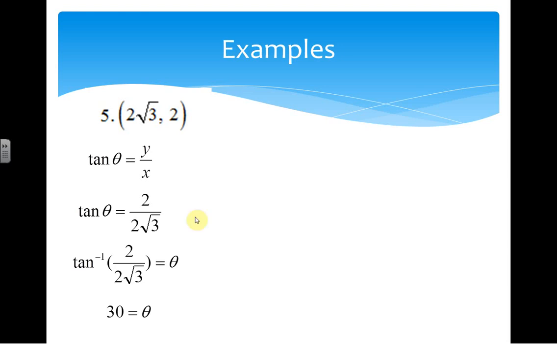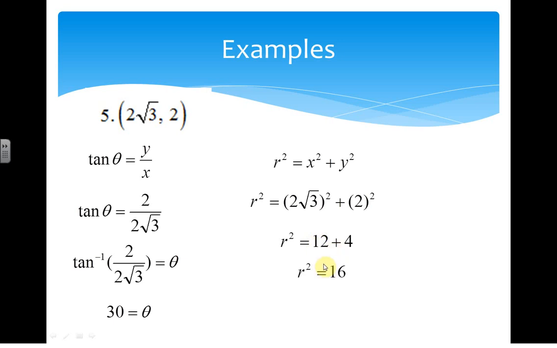So now you do the r, because you need an angle and you need your r value. So you're going to do r squared equals x squared plus y squared. You do your Pythagorean theorem correctly. Be careful here, people. 2 root 3 squared is not 2 times 3. It's 4 times 3, which is 12. Be careful. R squared equals 16.